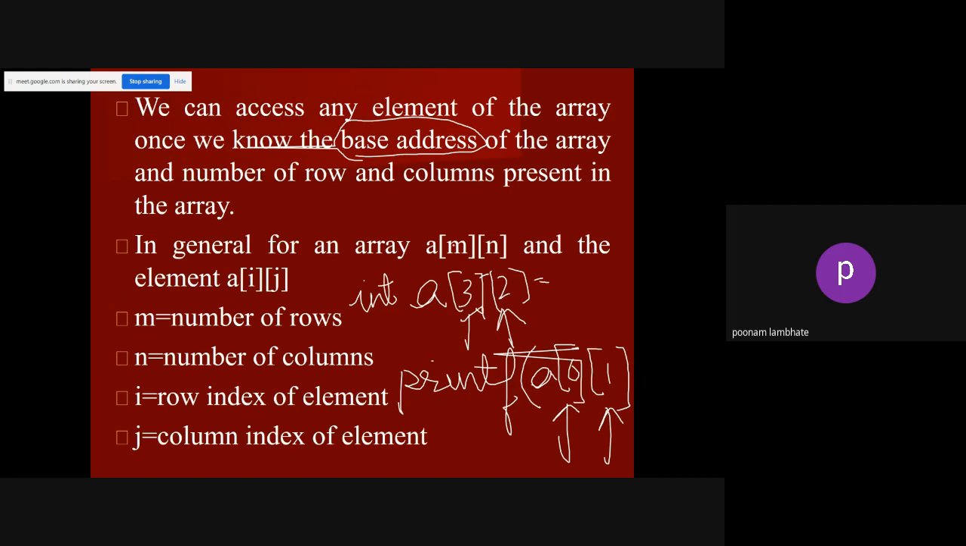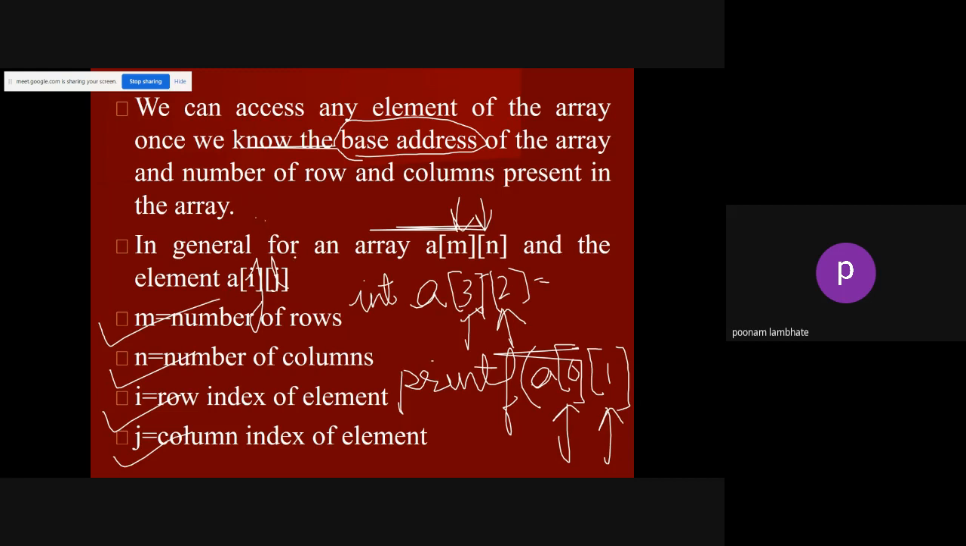So suppose for any array A of m by n, m is the total number of rows and n is the total number of columns. And I want to access the element at index i and j. That means i is the row index, j is the column index. Whatever index you specify first is the row index, and whatever you specify next is your column index. So in A[i][j], i is row, j is column. i cannot be column here, j cannot be row here. i is always row and j is always column. If you write j and i, then definitely j is row and i is column.